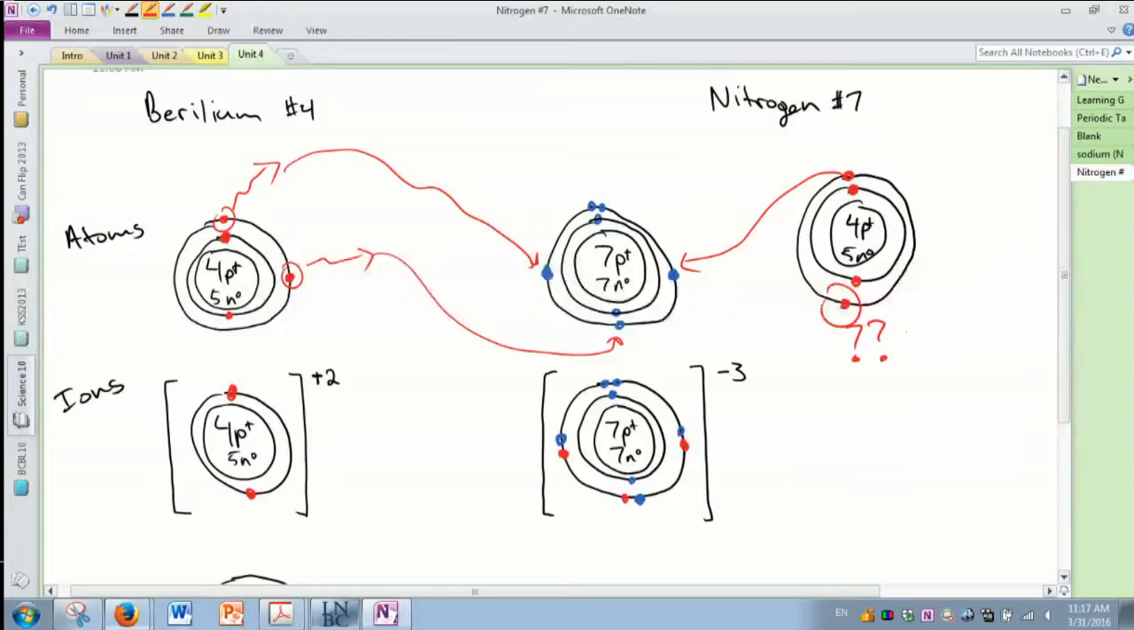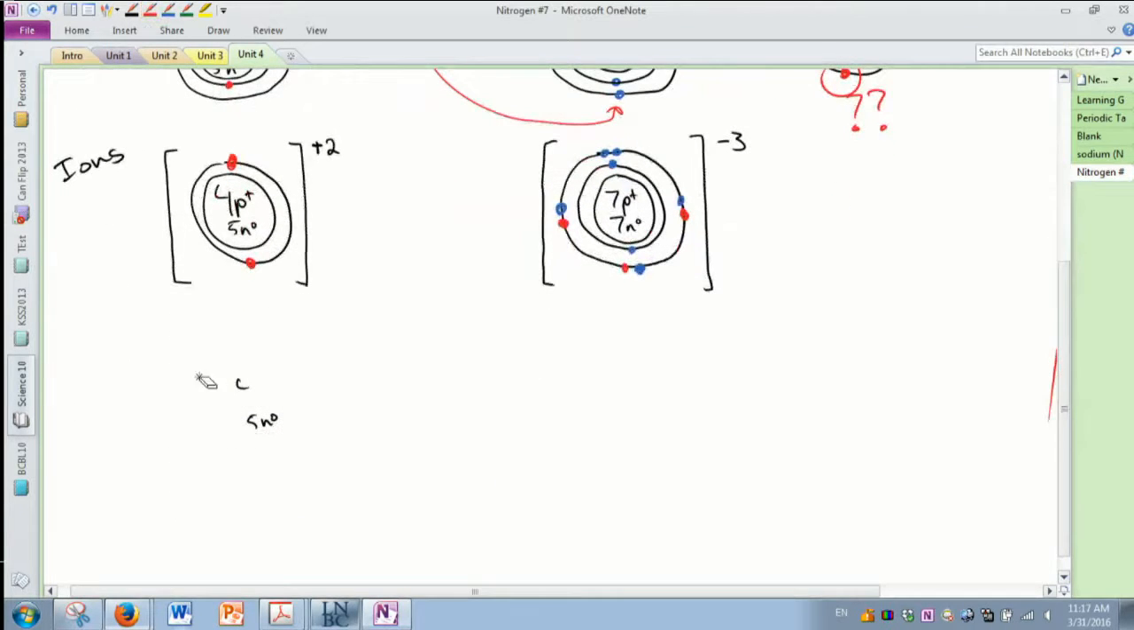If we had 2 nitrogens, each one wants 3, so if we have 2 of them, they'll each want to gain 6. So what I'm going to do is this. This is going to get really messy, but I'm going to go for it. I have 7 protons. I'm just going to simplify this a little bit for right now. I'm going to draw nitrogen, and I'm going to draw nitrogen. I'm going to have a beryllium. I'm going to draw beryllium. And I'm going to draw beryllium.